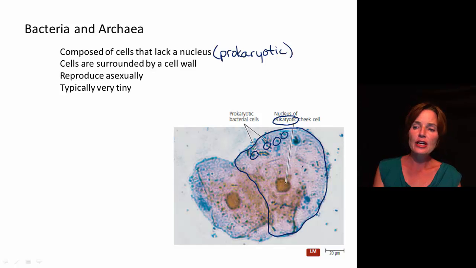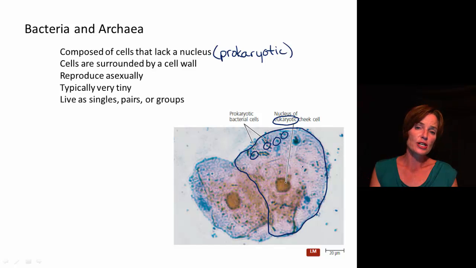So bacteria and archaea, they are very tiny. They also, as far as how we find them, tend to live as either singles. What we would mean by that is as a single cell. Sometimes they live as pairs of cells, and sometimes they live as groups of cells. Those groups of cells might form colonies, or they might form filaments. As you can see here, we have a variety of different living styles that we would find these in.